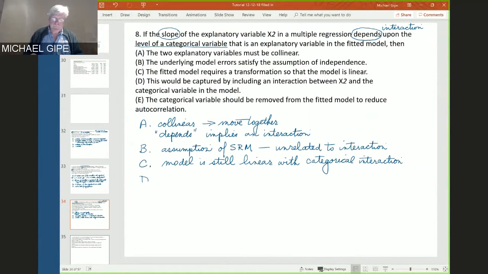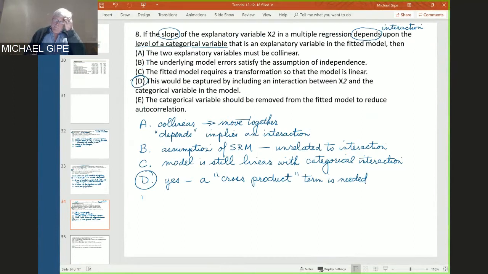How about D? The slope depends upon the level of a categorical variable. Then this would be captured by including an interaction between x2 and the categorical variable in the model. Yes, this is, of course, the right answer. A cross product term would be needed, or an interaction term. So that is the correct answer.